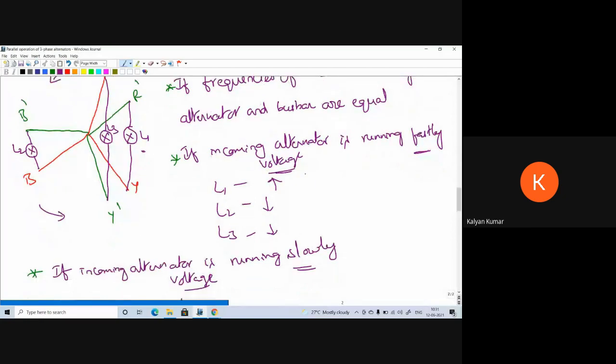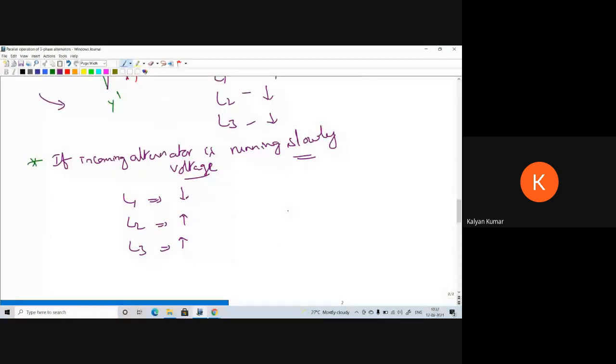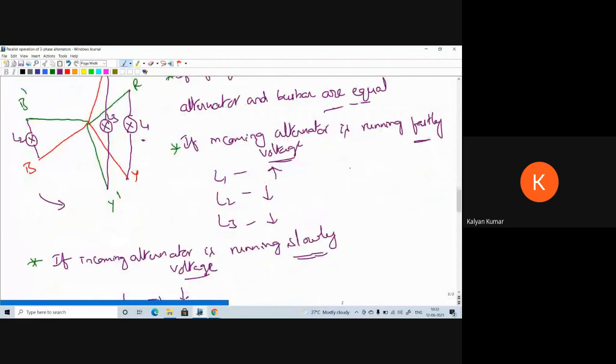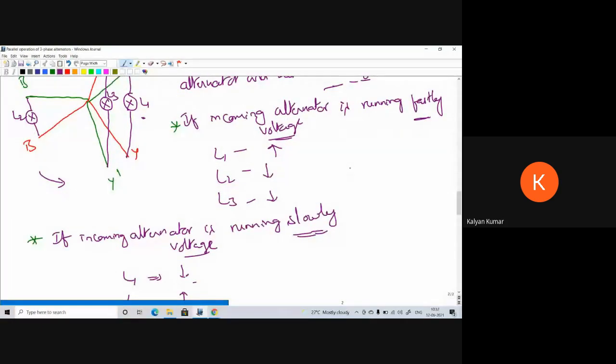If incoming alternator is running fast, then voltage across L1 is going to increase, voltage across L2, L3 is going to decrease. When the incoming alternator is running slowly, voltage across L1 is going to decrease, L2, L3 is going to increase. So మన కాన్స్టెంట్ అంటే నో ప్రాబ్లం. సో ఇట్ ఈస్ అటైన్ ద సింక్రనైజేషన్ పాయింట్. సో ఇఫ్ ఇట్ ఇస్ నాట్ అటైన్ దెన్ ఓన్లీ వై టు అడ్జస్ట్ ద స్పీడ్.